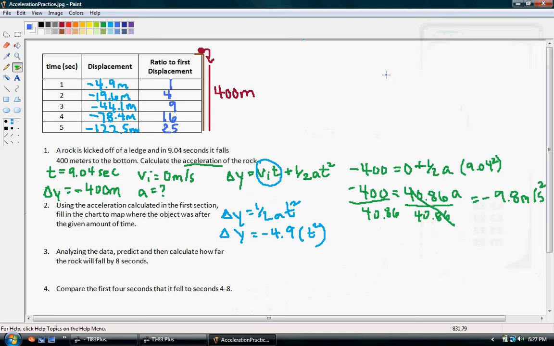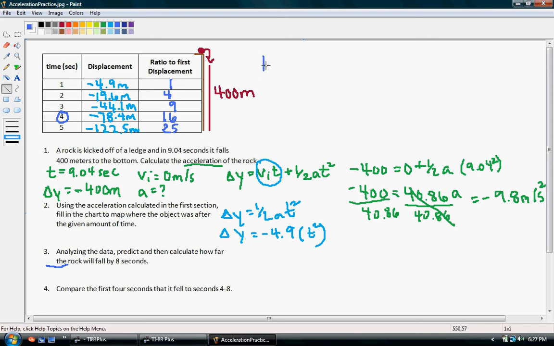Alright. So notice here, if we double our time, our displacement is quadrupled. So it says, analyzing the data, predict and then calculate how far the rock will fall by 8 seconds. Okay, well we know that every time we double the time, we quadruple our displacement. So if we were to look at half of this 8 seconds at 4 seconds, we see that it has fallen 78.4 meters. Okay. In 8 seconds, we would anticipate falling 4 times that much. If we've doubled our time, we should quadruple our displacement.